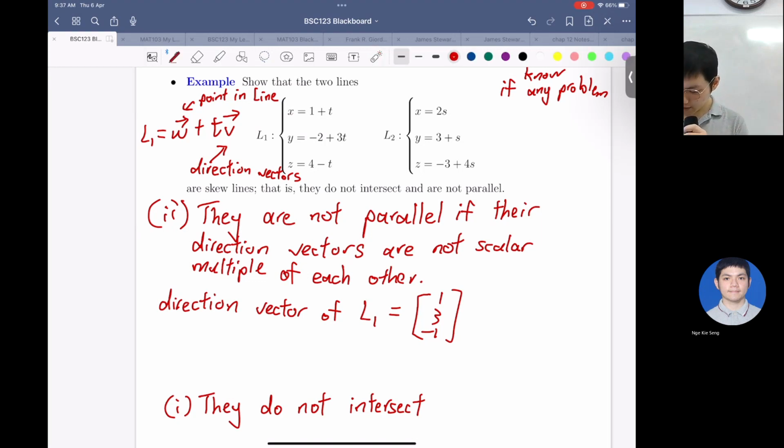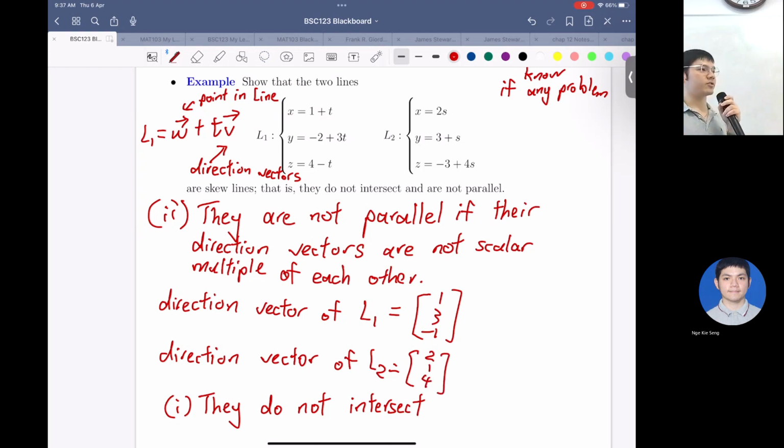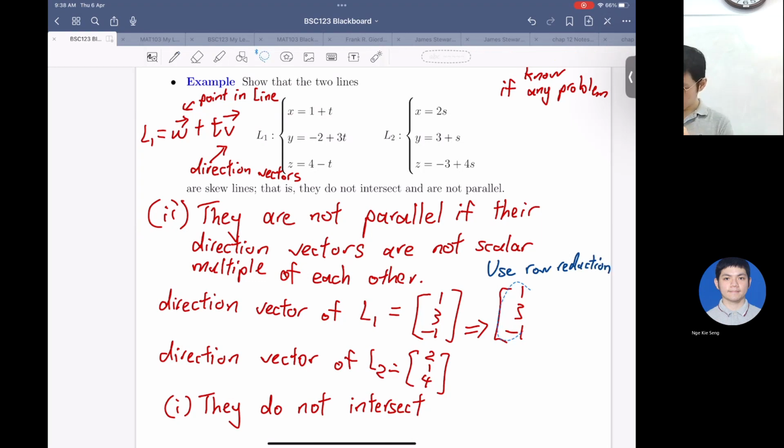Okay, so next. So direction of L2 is what? 2, 1, and 4. Good. Okay. So whether this is a scalar multiple of each other or not. So if you like, you can use row reduction. Otherwise, you just use algebra manipulation.